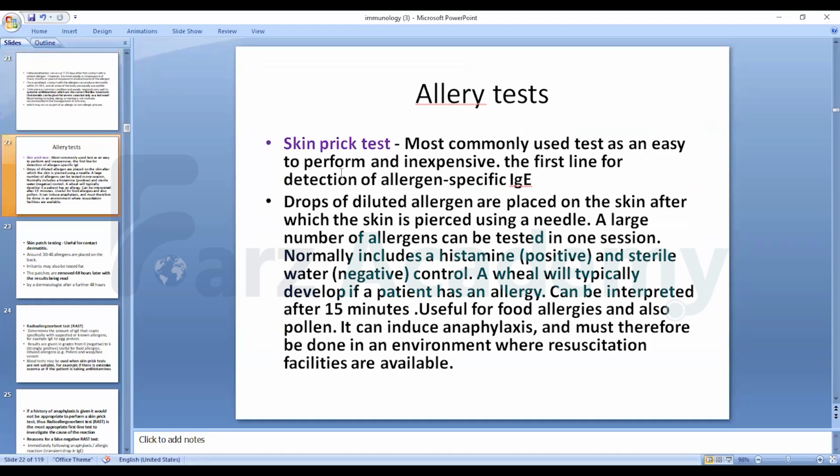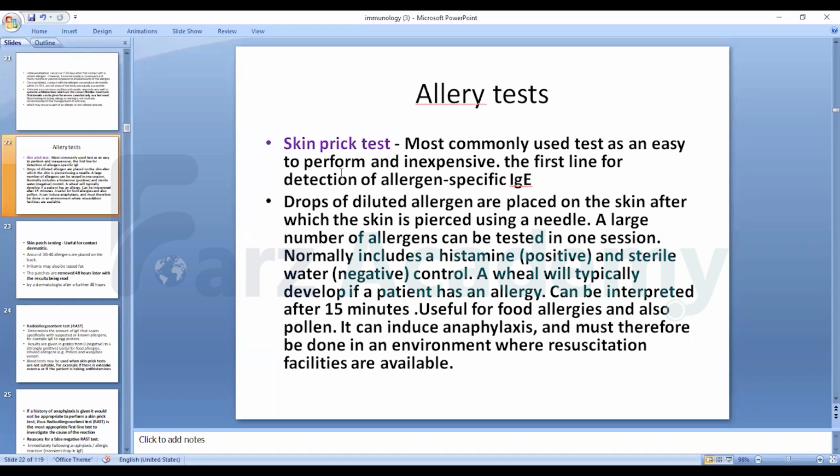So coming on to tests, which we do for allergy testing. Skin prick test is the most commonly used test, as the assay is easy to perform and inexpensive. The first line for detection of allergen is specific IgE. So how is it done?